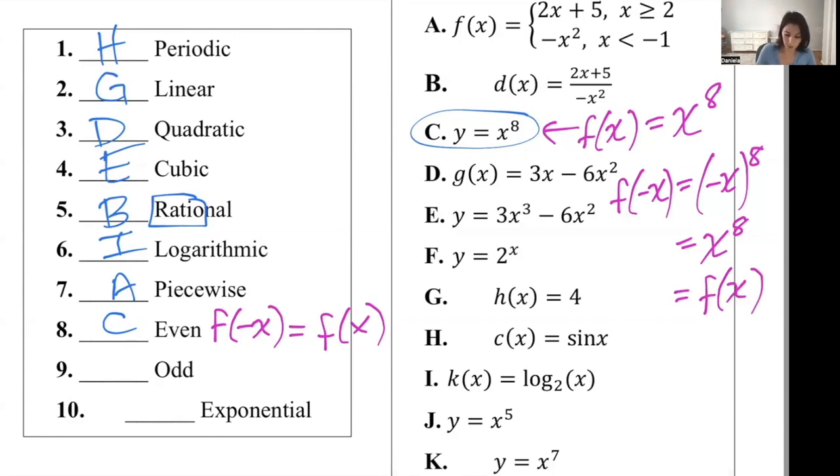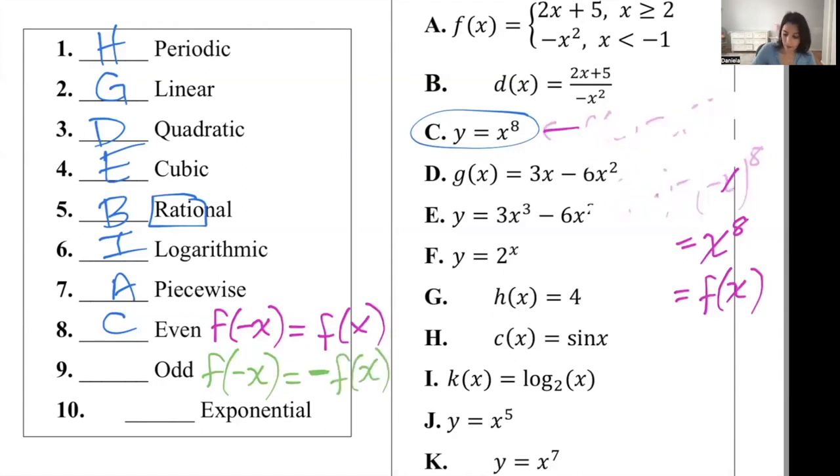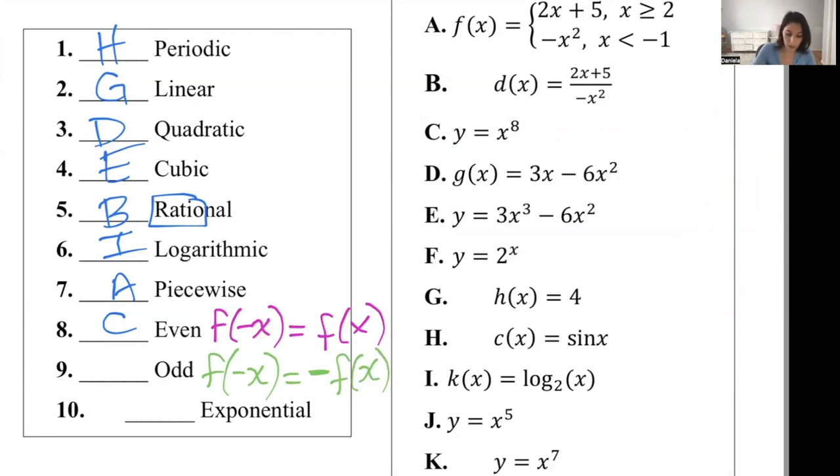Odd, the difference with that is we're going to do the same idea. You're going to substitute the negative inside the function. And then when you simplify, if that negative comes out, so in other words, now the negative, that's the same thing as negative f of x. That is the definition of the odd function. And as I said, graphically, it would look like it's symmetrical across the origin.